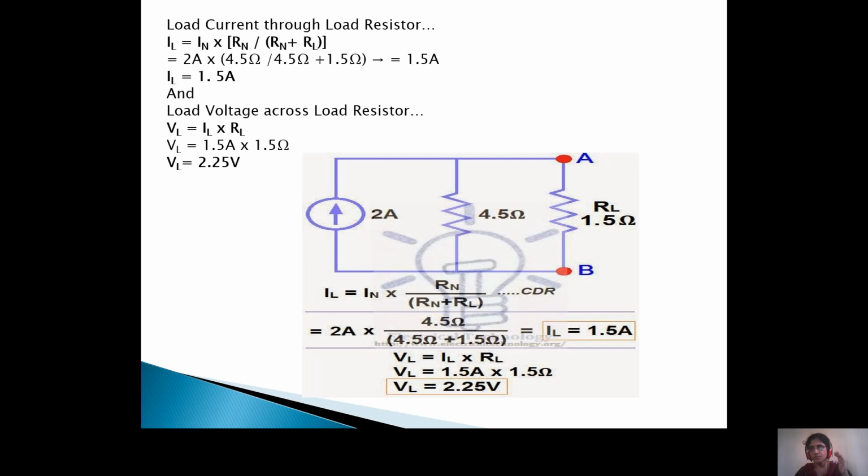This is up to some problems about reciprocity and Thevenin's, for AC and DC, and then for Norton's theorem. Thank you.